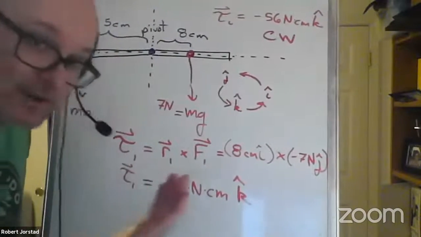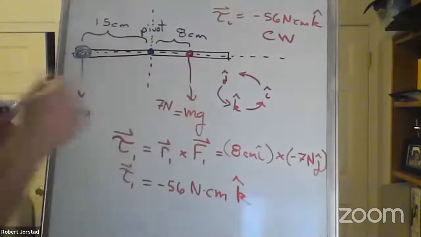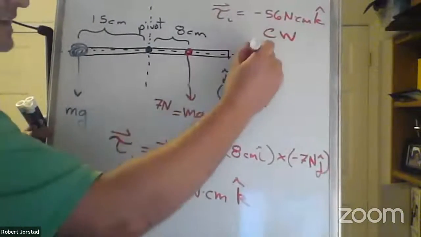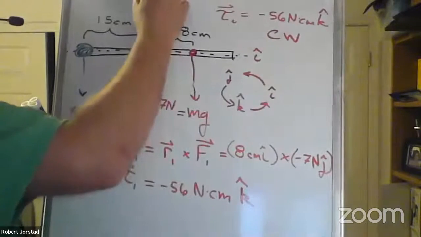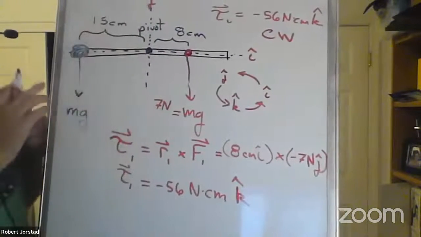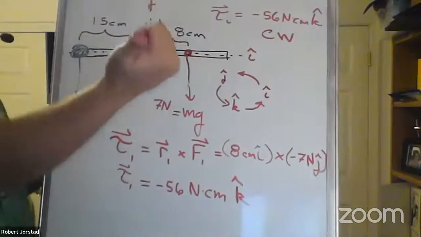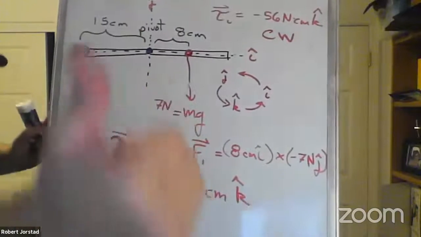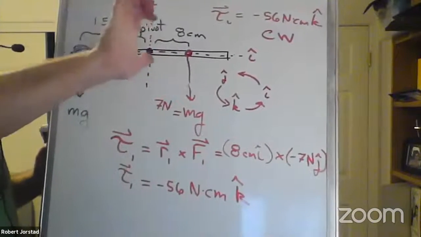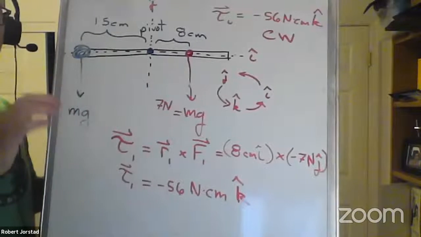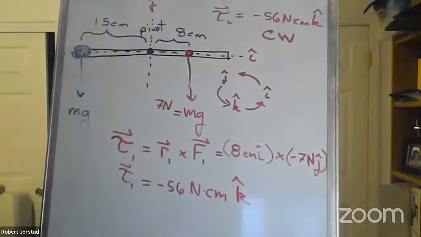How do I know which direction is K hat? Well, I know the wheel of pain must be valid. So if this is I hat and this is J hat, K hat would have to be out of the page. So negative K hat is into the page. Makes sense. It's at least self-consistent.